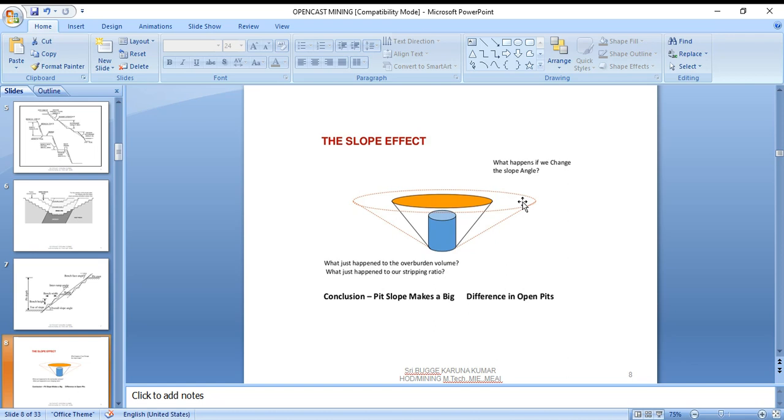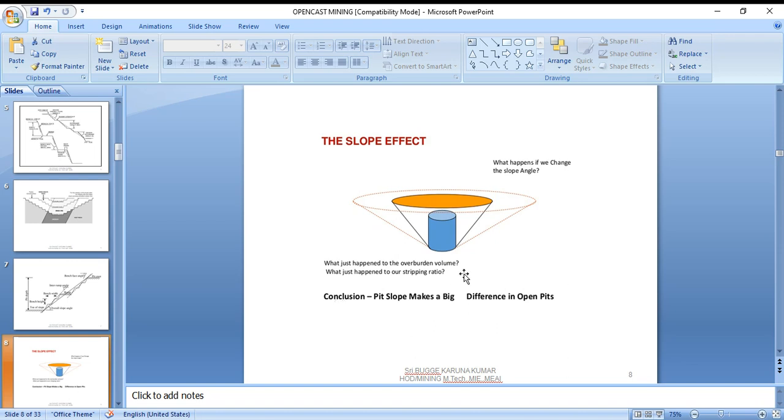What happens if you change the slope angle? Here you can clearly understand. You see that if the slope angle is this much, your wastage is this much and the ore can be extracted. But if the slope angle is more, the wastage volume increases hugely. Automatically, more OB removal is required. So what happens to the overburden volume? What happens to the stripping ratio? This is a very clearly understandable pictorial conclusion.